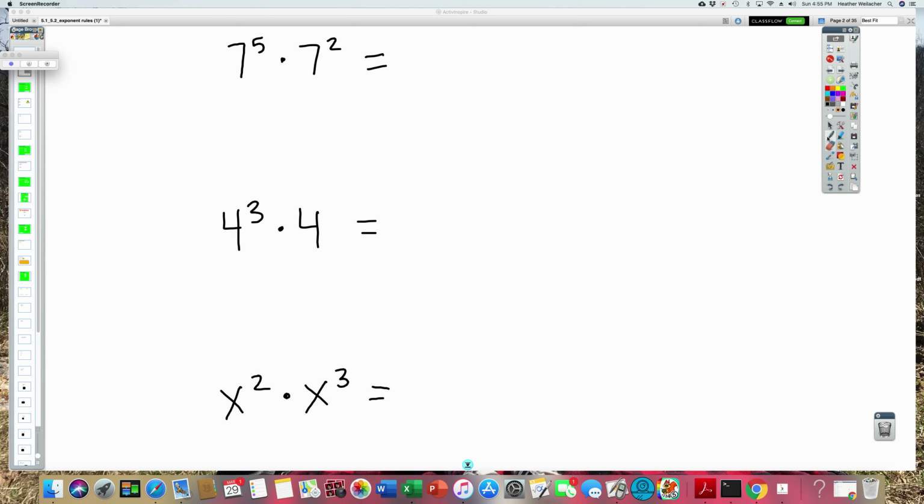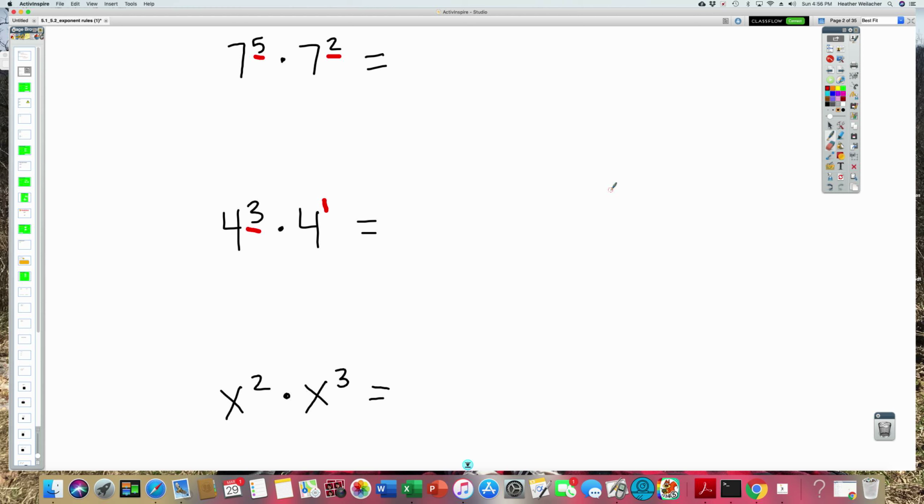Today we are learning about rules of exponents. So just a quick vocab review first. When we talk about exponents, we are referring to these numbers. These are the exponents. If you have a number without an exponent, remember there's always an understood one.